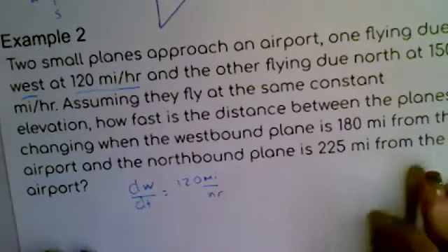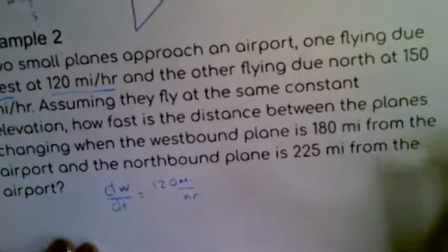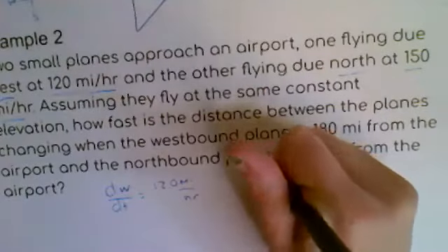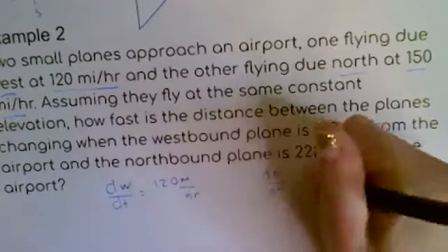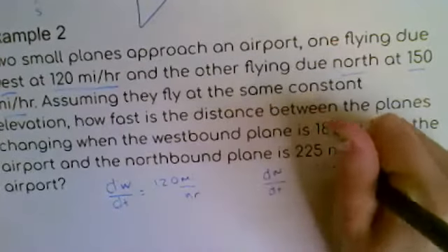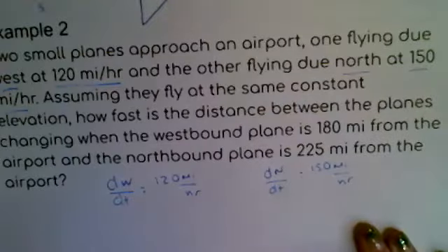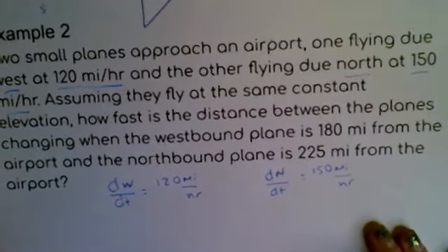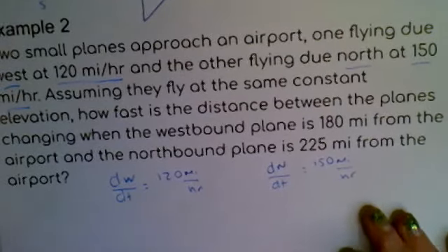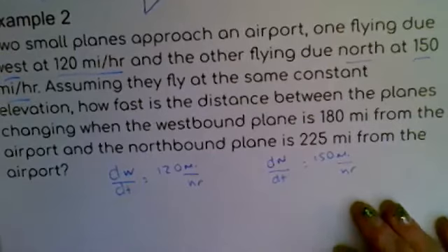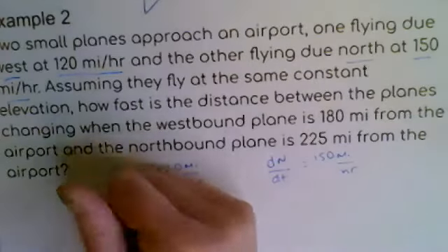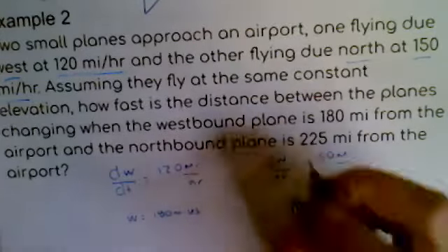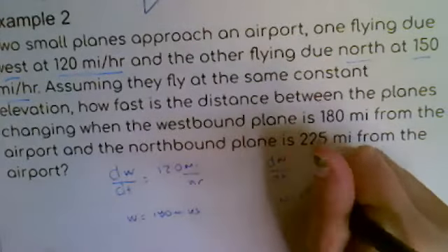Okay. We also have the north plane. The north plane is 150 miles per hour. So that's telling me the derivative of the north plane with respect to time is 150 miles per hour. Okay, what else do we know? We want to figure out how fast the distance between the planes is changing when the westbound plane is 180 miles from the airport and the northbound plane is 225 miles from the airport.